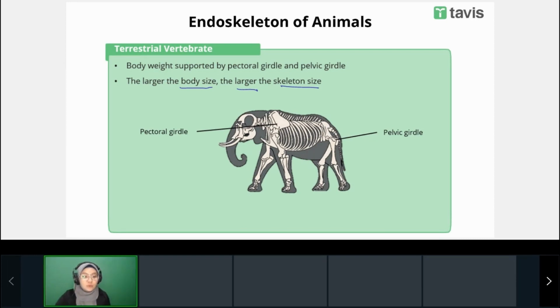Between a cat and an elephant, the cat is small, right? So when it's small, it has a small skeleton compared to the elephant. What supports the weight of the animal? We know that the elephant is very large, huge. We can see that the pectoral girdle near the head and the pelvic girdle near the tail support their body weight. So please remember this fact: the larger the animal, the larger the endoskeleton of the terrestrial vertebrate. The body weight of the terrestrial vertebrate is supported by the pelvic girdle and the pectoral girdle.